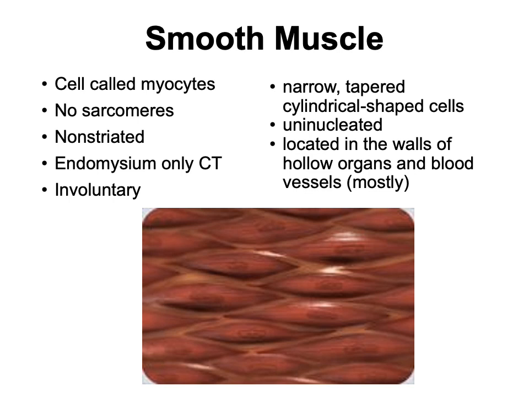They are under involuntary control, meaning they are managed by the autonomic nervous system. They have a cylindrical shape that is narrowed and tapered at each end. If you look at the diagram, you can see what I'm talking about. They are uninucleated, meaning they only have one nucleus per cell because they're pretty small. And they are located primarily in the walls of hollow organs and blood vessels.